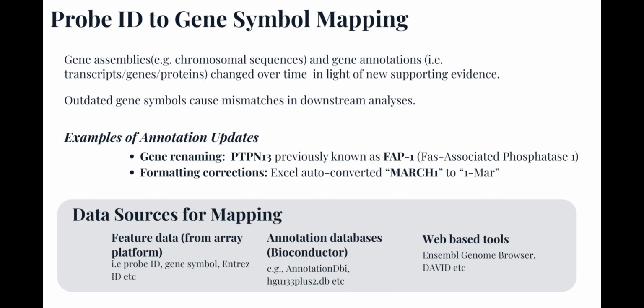So, what does that mean for us? It means that a probe that once mapped to a gene may now correspond to another or may no longer align to any known gene. Sometimes gene symbols are updated to address some technical issues. A classic example is Microsoft Excel's auto-formatting problem, where certain gene symbols were automatically converted into dates. So, these updates reflect refined genome assemblies, revised transcript structures, and improved understanding of gene function. That's why using current or updated annotation is important.